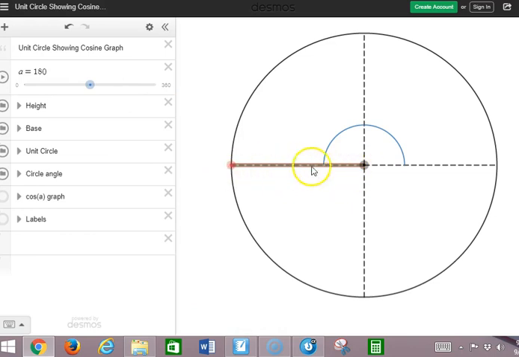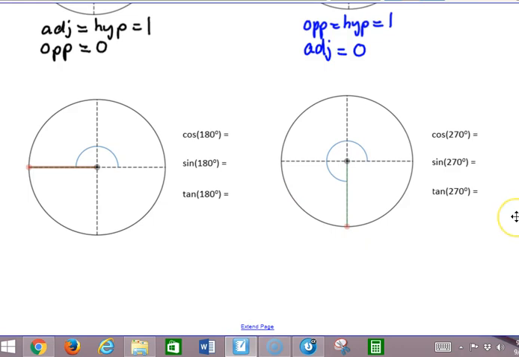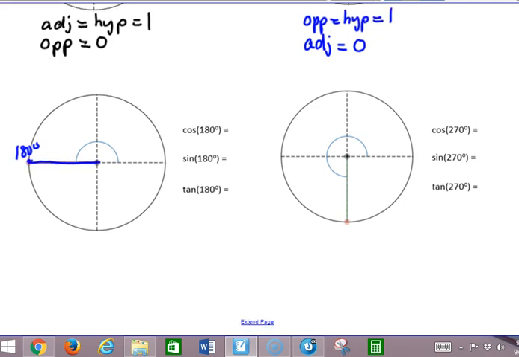But the adjacent side still has this direction associated with it, so it's going in the negative direction, but it's the same length as the hypotenuse. So when we get to our 180 degrees going this way, our adjacent side is equal to -1, our hypotenuse is equal to +1, because it's always positive, and the opposite side is 0. So when we do adjacent over hypotenuse, -1 over 1 equals -1. Cosine of 180 is -1.